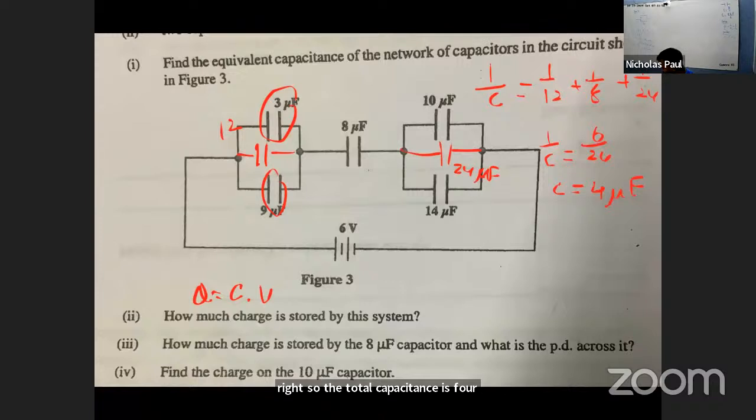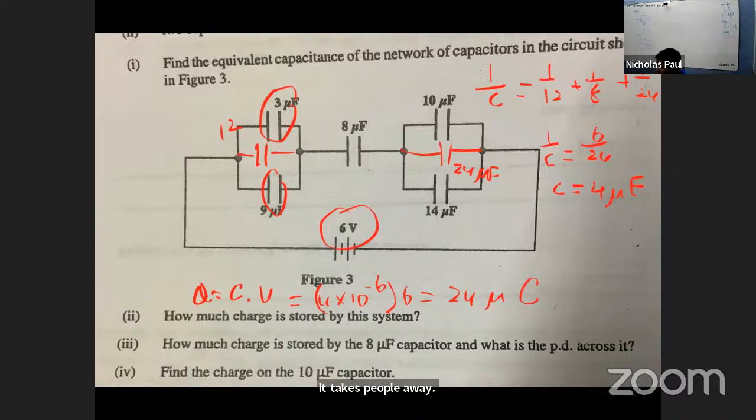Right? Now they want us to find charge. So that'll be 4 by 10 to the minus 6 by 6. So that's 24 microfarads. They give you the voltage. So how you do the question? 1 on C is 1 on C1 plus 1 on C. So if I have the parallel, yeah, add the parallel. Oh yeah, add the 12 and 24. Yeah. And then plus 9.